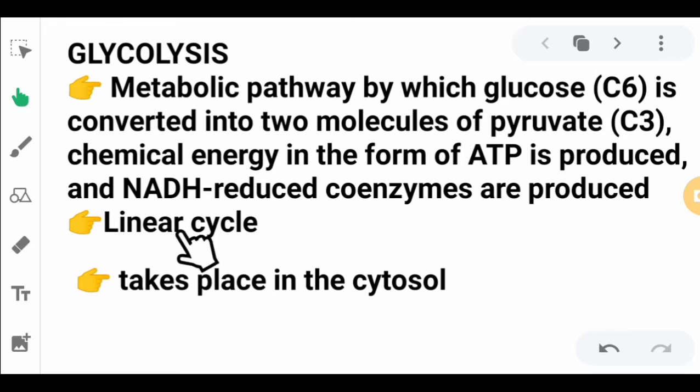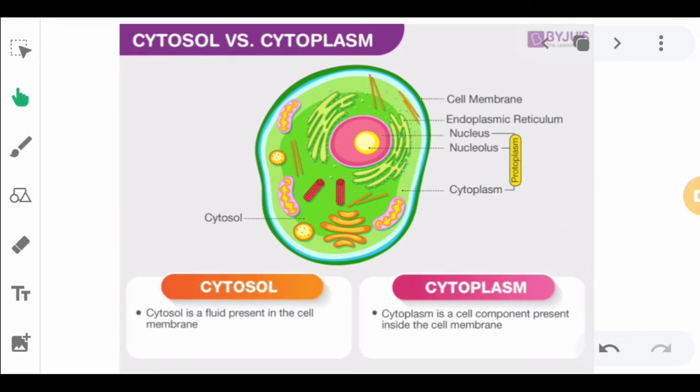This is a linear pathway instead of a cyclic one because it does not regenerate the reactant, and it takes place in the cytosol. So here is the cytosol, in case you are confused between cytosol and cytoplasm. Here is the cytoplasm, this light green here. The cytoplasm is the cell component present inside the cell membrane, while the cytosol is the liquid fluid present in the cell. So this is the fluid, the darker green here, the apple green in color.